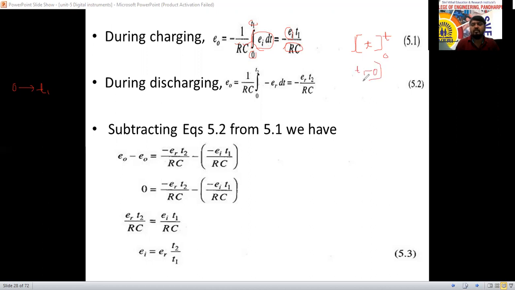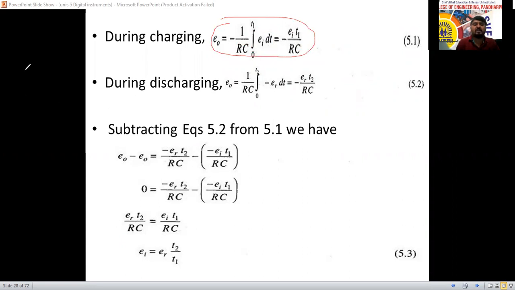T1 minus 0. T1 into EI by RC, that is minus EI by RC into T1, and 0 into anything will become 0 only. So minus 0 we can write here. Yes, 0 into anything is 0. Okay, this is one term. Next, this is for the charging. We have derived the equation here. This is only for the charging condition.